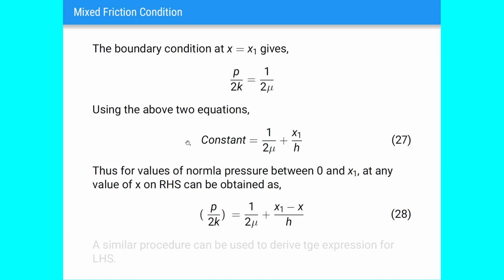Now, thus for the value of normal pressure between 0 and x1 at any value of x on the right hand side, it can be obtained as p upon 2k equal to 1 upon twice of mu plus x1 minus x upon h. So using this equation, you can get the normal pressure between the points 0 to x1, at any value of x on right hand side.